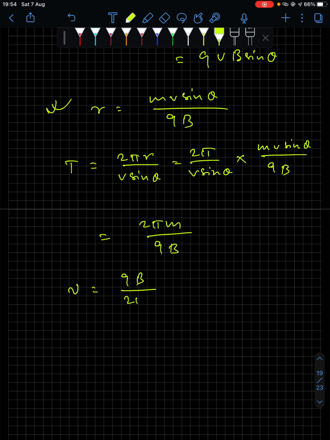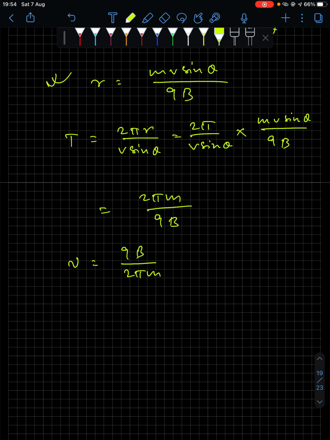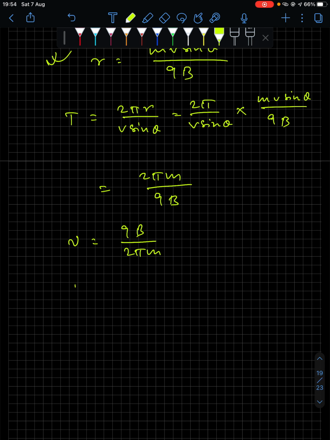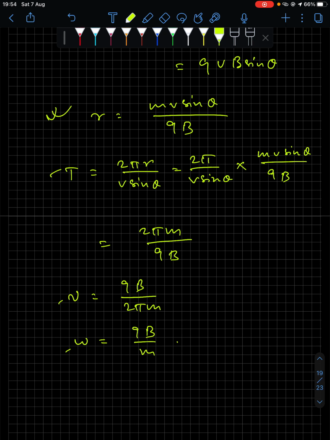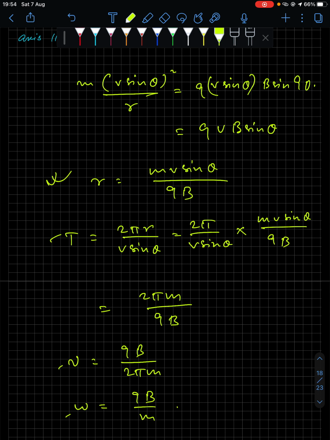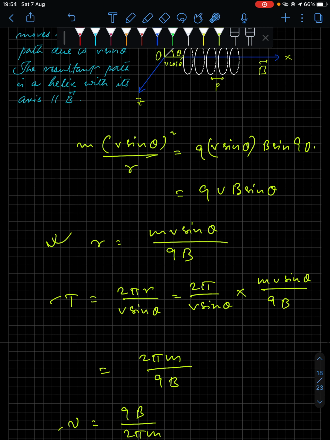Same as before. So since the time period is this, frequency will also be the same as before, qB by 2 pi m. There is no velocity component in frequency, and angular frequency will also be the same, that is qB by m. So these are the radius, time period, frequency and angular frequency relations.